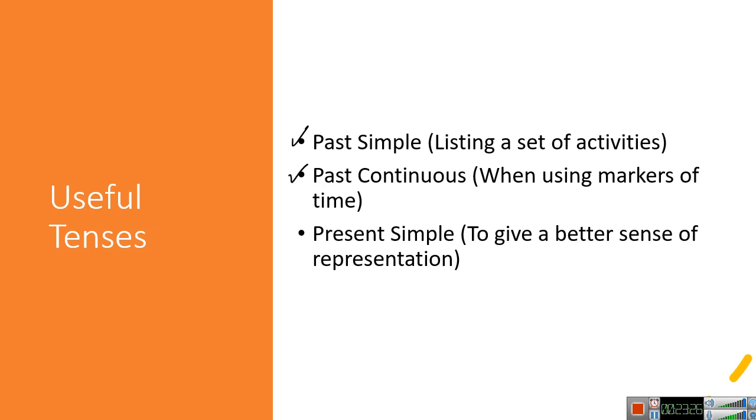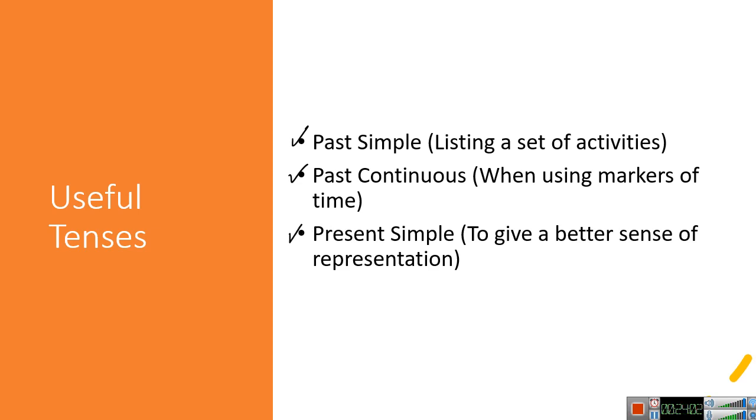We can also use the past continuous. When we use markers of time, like for example, yesterday, last week, this month, that is a marker of time. So when we use a marker of time, we should use the past continuous. For example, yesterday I was reading this book, or this week I was doing exercise. That is the past continuous.